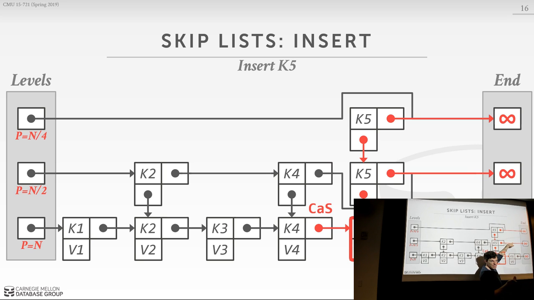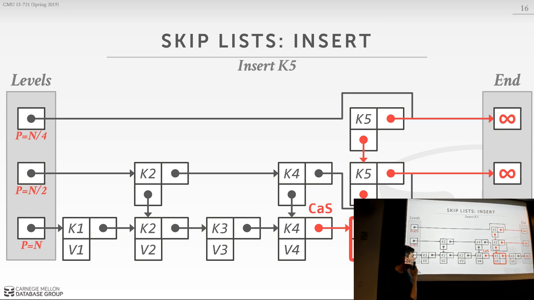Wouldn't they still have to drop down to verify, since it's only at 50% probability of that level? So your statement is, wouldn't you have to step down and verify because there's only 50% probability at that level? What do you mean? Like, if you're searching for K5. Yeah, sorry, that's a bad example. K5 is a bad example. Yes.